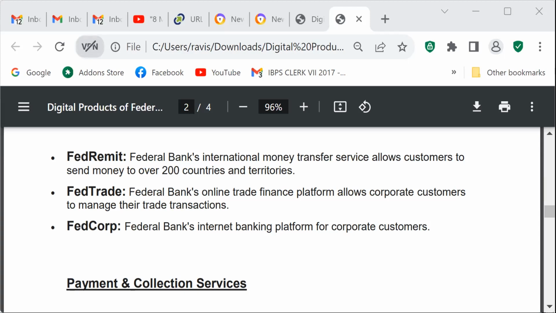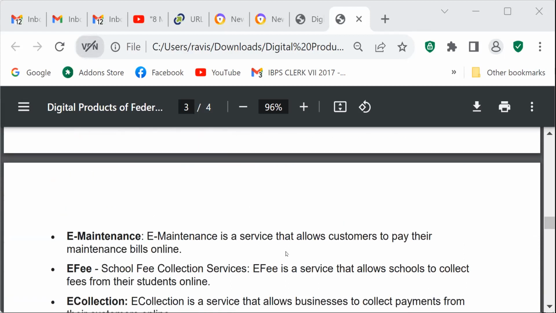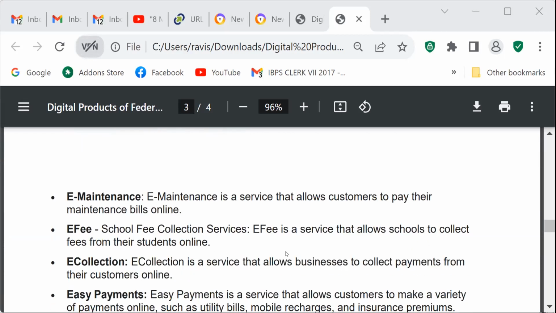FedRemit, Federal Bank's International Money Transfer Service, allows customers to send money to over 200 countries and territories. FedTrade, Federal Bank's online trade finance platform, allows corporate customers to manage their trade transactions. FedCore, Federal Bank's internet banking platform for corporate customers. Payment and collection services. Continue.